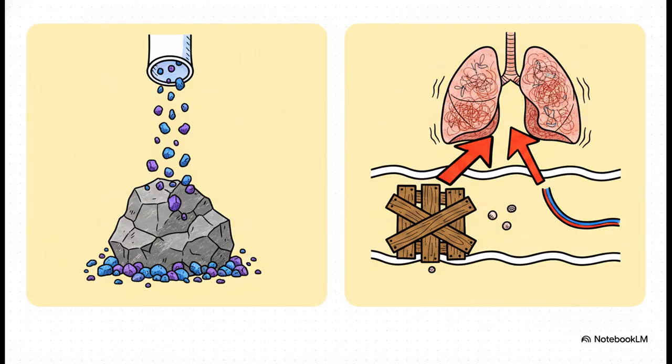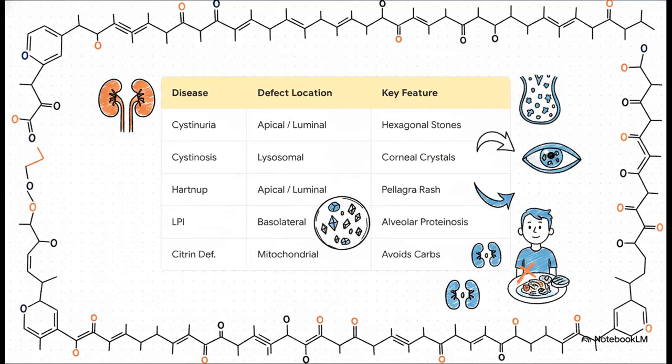LPI is a basolateral defect. The amino acids successfully get into the cell but can't escape into the blood. That means no urinary stones whatsoever, but a severely impaired urea cycle and devastating systemic effects, like that pulmonary alveolar proteinosis we talked about. And this table perfectly illustrates the entire explainer in one simple matrix. Memorize these specific cellular locations and their linked pathognomonic symptoms, and you will master any board exam question on this.